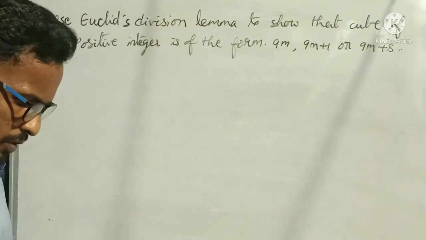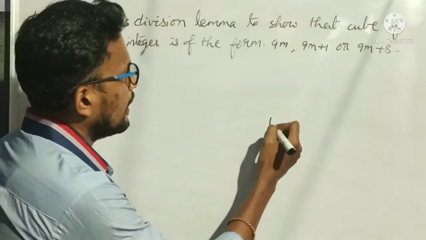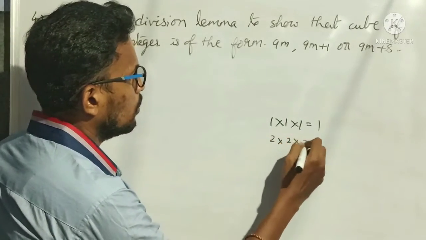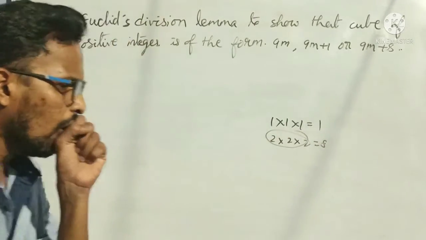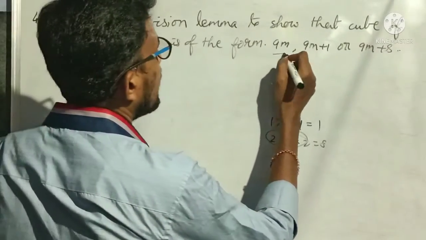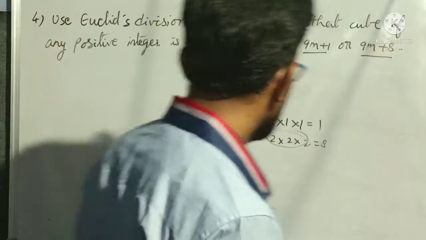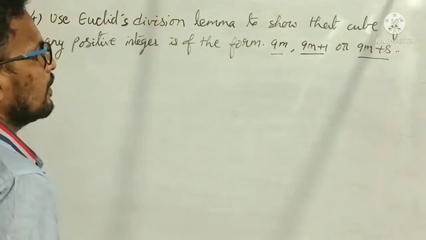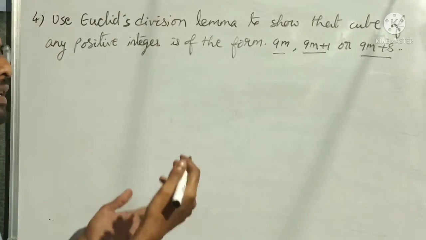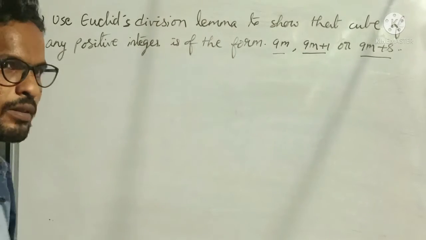Okay, so now we have to show that cube of any positive integer. Cube means multiplying the same number 3 times. For suppose 1 into 1 into 1 is 1, 2 into 2 into 2 is 8, means nothing but 2 cube. Like that, if we take cube of any positive integer, then it will be of the form 9m plus 1 or 9m plus 8. That we have to prove now. Okay, so but can we take divisor as 9? Yes, if we take divisor as 9, it will be very lengthy, right? We have to do cubing for 8 times, means it will be lengthy.